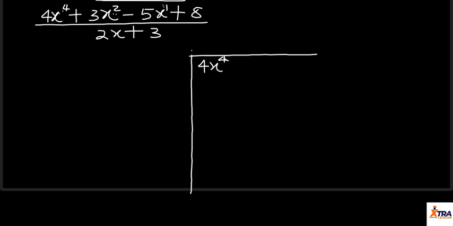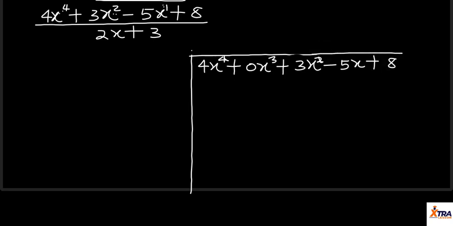So what do we do? We have to account for that 3. So we just put 0x raised to the power 3. We know 0 times anything will still give us 0 in the long run, but we need to account for it for analysis purposes. So plus 3x squared minus 5x plus 8. Now we can work. And we have 2x plus 3 as the divisor.